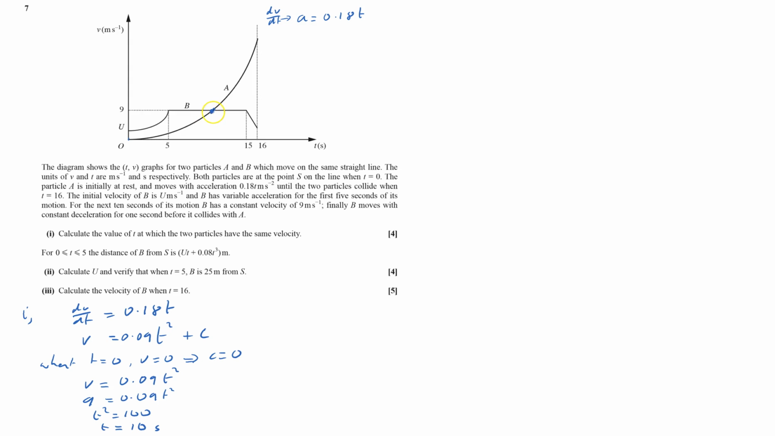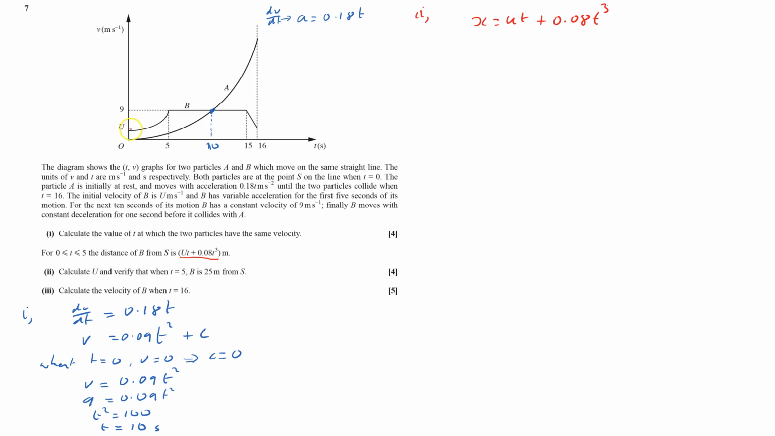Well, that's nice, so I could put in 10 on my diagram there. Don't know if I need it, but I might well do. So that's the first part. What have we got for the second part? 2. Between 0 and 5, the distance of B from S is that. So that's the distance, so that's what x equals. So for the first part of the journey, x equals ut plus 0.08t cubed. That's what x equals.